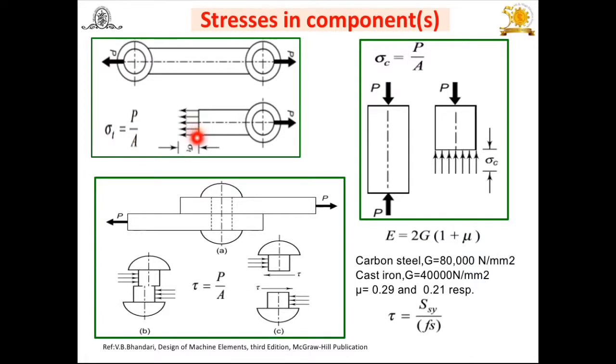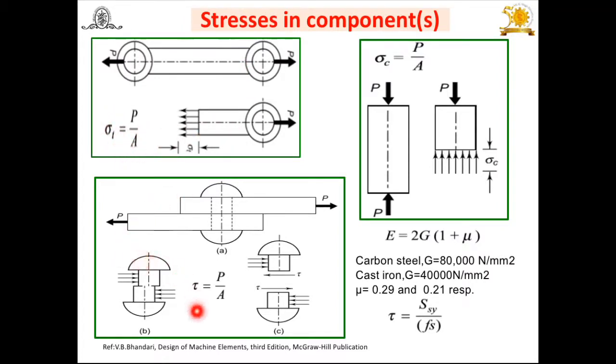But to make the analysis simple, we assume the intensity of these internal resisting forces is equal to the load which is acting on the component, that is P. That's why sigma T is equal to P upon area. And this cross sectional area we consider depends on the cross section of the element. This is about sigma T, that is tensile stress.